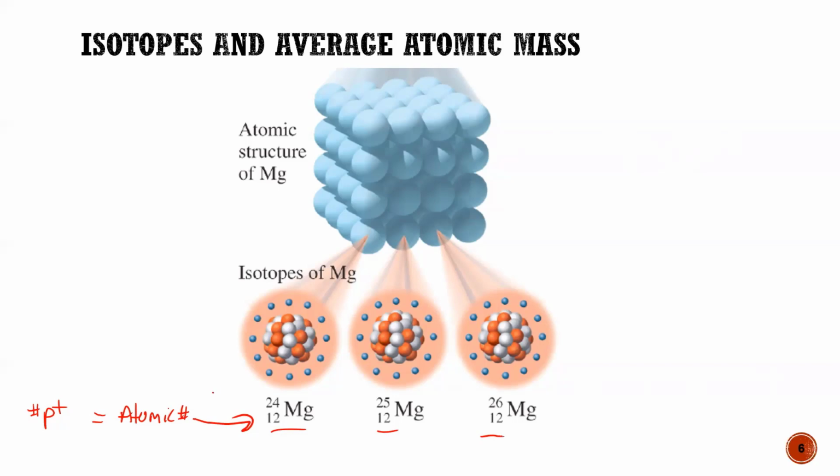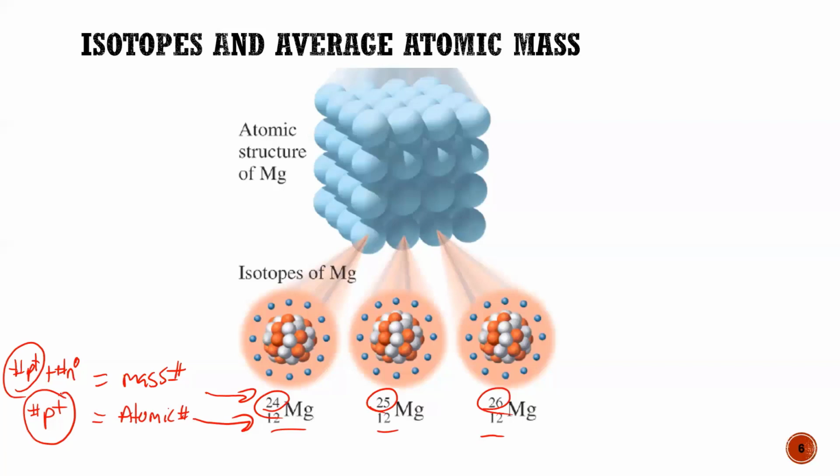So what's different about all of these? Their mass numbers. Well, this one's 24. This one's 25. This one's 26. How could that possibly be? How could they have different masses and all three of them are magnesium? Well, don't forget the mass number is the number of protons plus the number of neutrons. But it's the number of protons that identifies the element and makes it what it is. So because they all have 12 protons, they're all magnesium. They do have different masses. Why? They have a different number of neutrons.